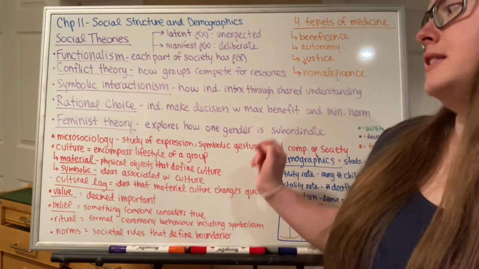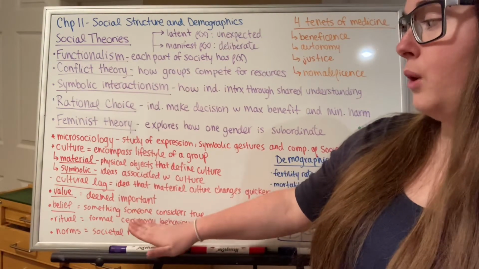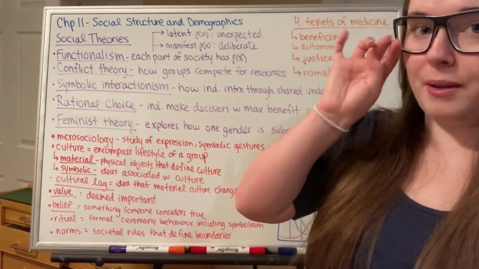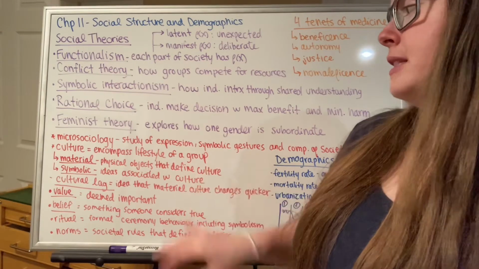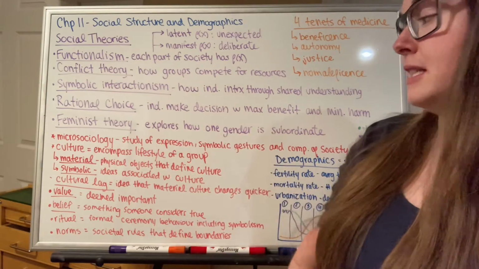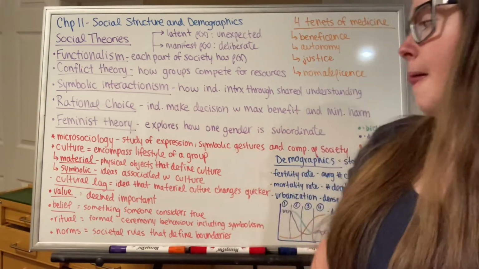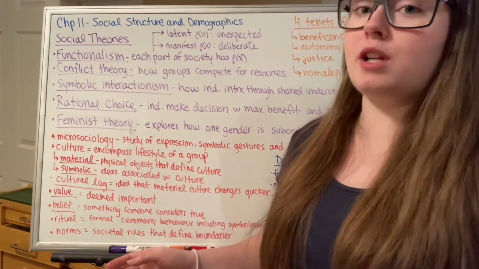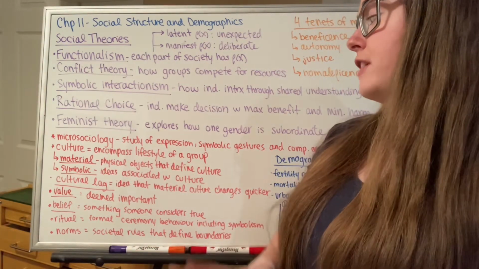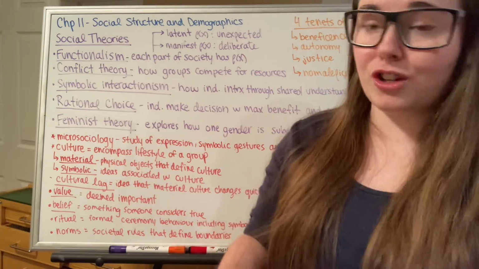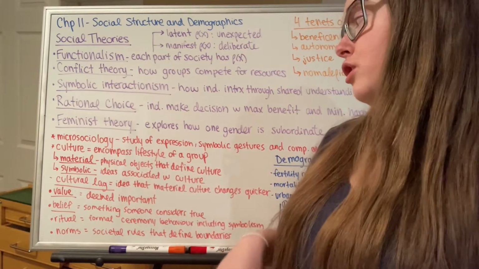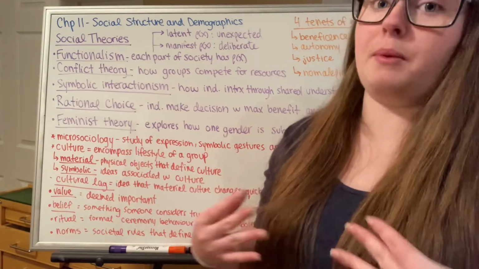Culture. There are a few sub words under culture that we'll get into. The first thing to note is just in general, culture encompasses the lifestyle of a group. So there's material culture, which is defined by the physical objects that define a culture. And then there's also symbolic culture, which are the ideas and the values associated with a culture.